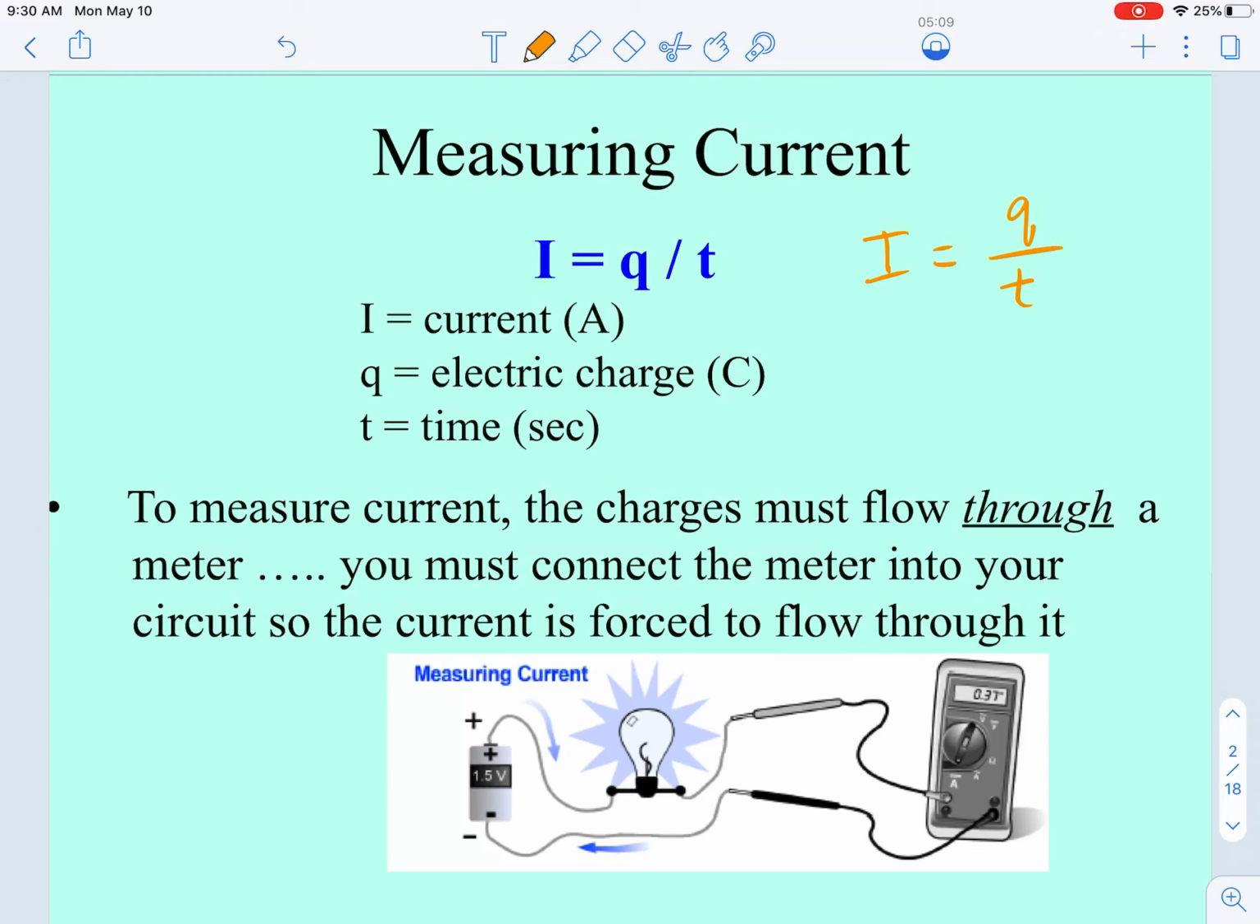We have capital I, which we just learned on the previous slide, means current, and that's going to be measured in amps. And then we have an additional new variable here for us. This is a lowercase q, and it stands for electric charge, and this is going to be measured in something called coulombs. That's a capital C.